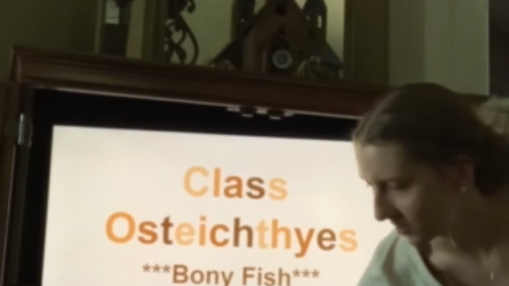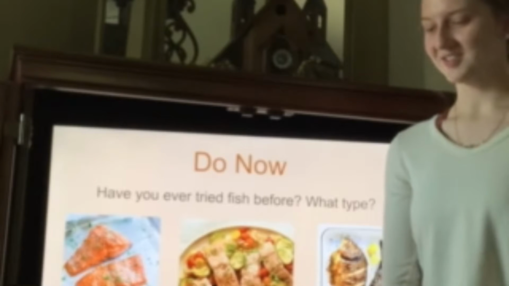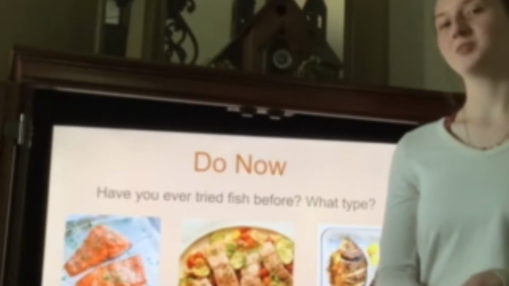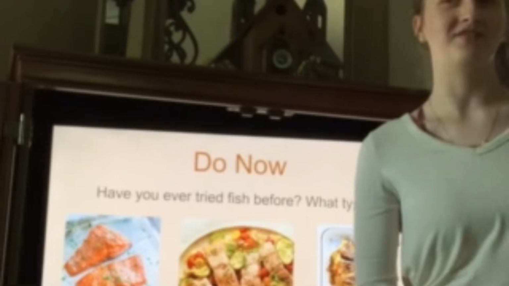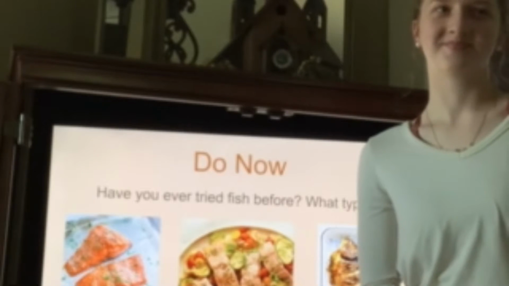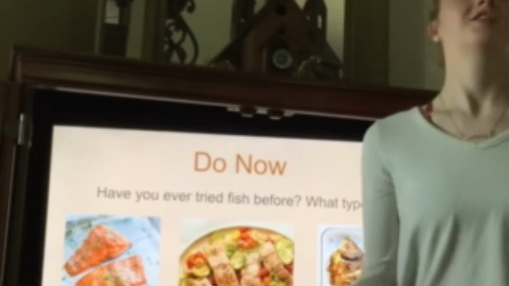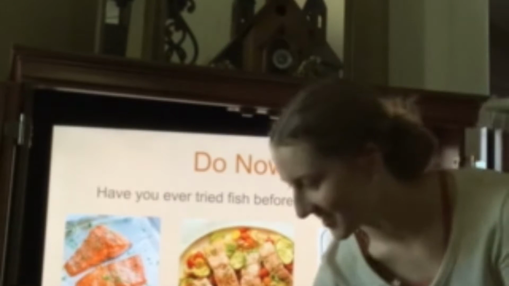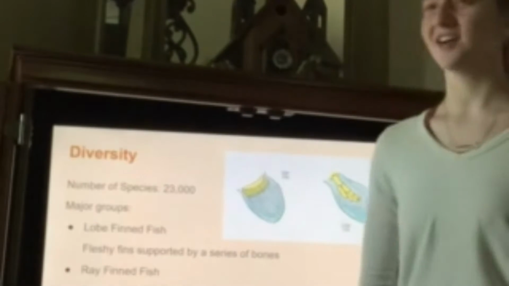To start off, we have a do now. So the do now is, have you ever tried fish before? And if you have, what type of fish? Good answers, good answers.